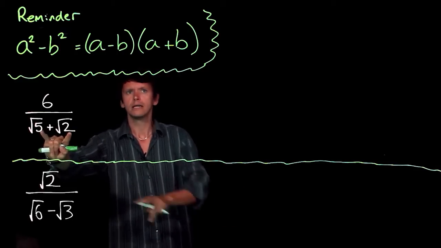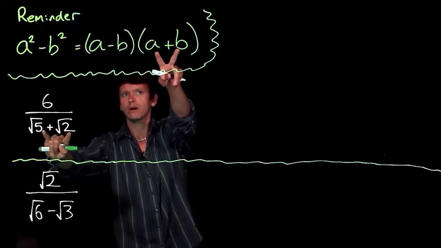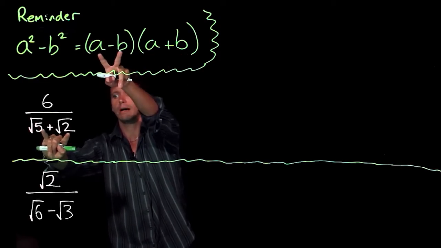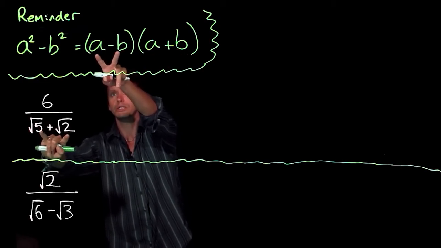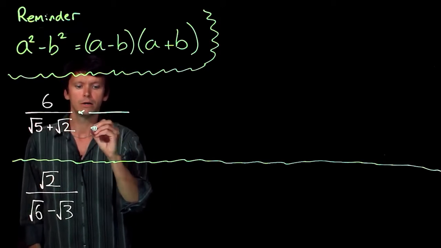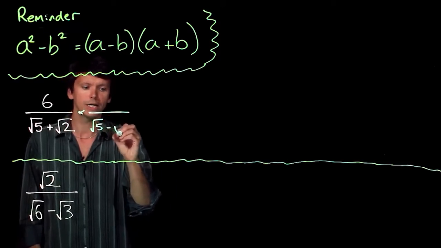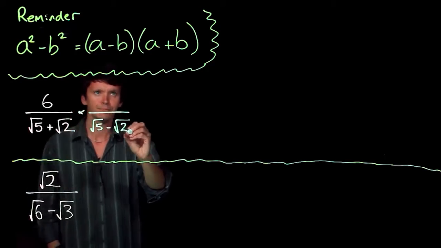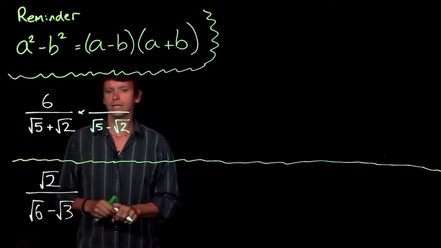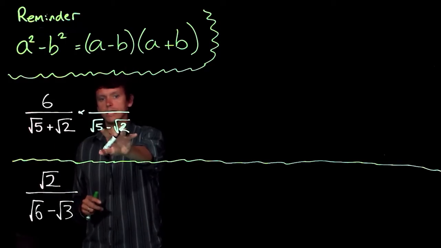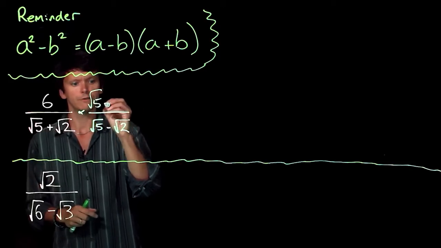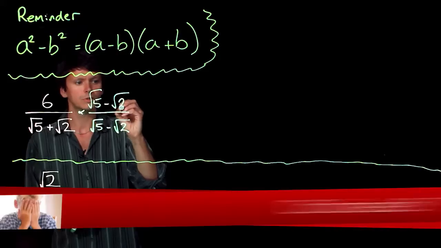Okay, so how can we use that to help us rationalise that denominator? Well, notice that down here we've got root 5 plus root 2. So if we were to multiply that by root 5 minus root 2, then we've set up a difference of two squares. But of course, we can't just do that to the denominator, we have to do it to the numerator as well. So root 5 minus root 2.